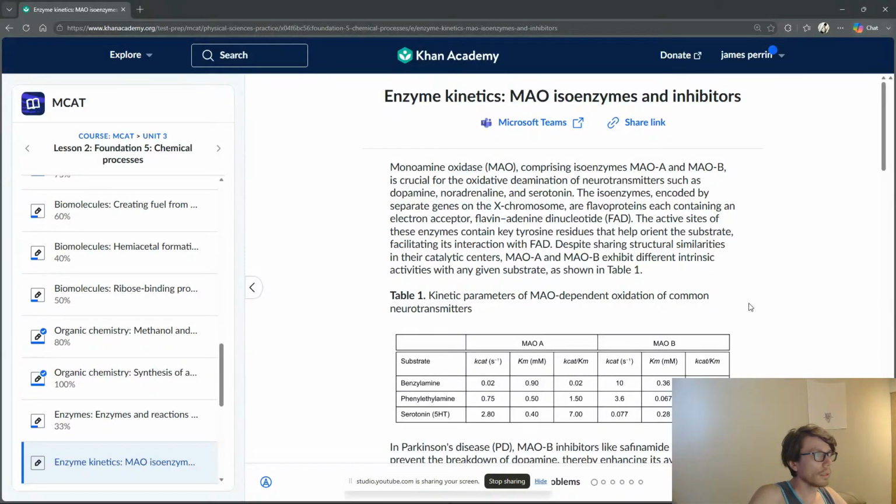Monoamine oxidase comprising isoenzymes, MAO-B is crucial for oxidative deamination of neurotransmitters such as dopamine, noradrenaline, and serotonin. The isoenzymes encoded by separate genes on the X chromosome.